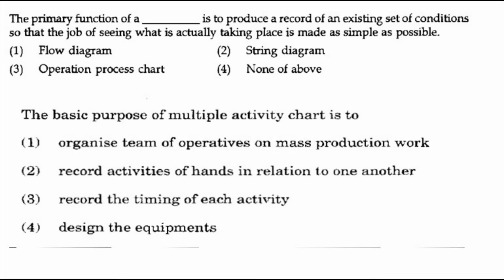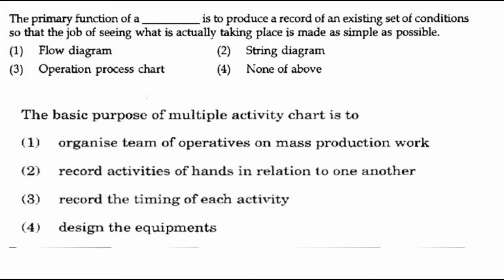And in case of operation process chart, different operations, the sequence of operation is observed or under study. And in case of string diagram, the existing set of conditions, the existing layout, is exactly copied on the diagram to scale, and then the movement of that particular thing is shown by using strings. So if a particular worker or material is moving from machine to storage, from machine to another cabin or another location, those movements are shown by different colored strings.